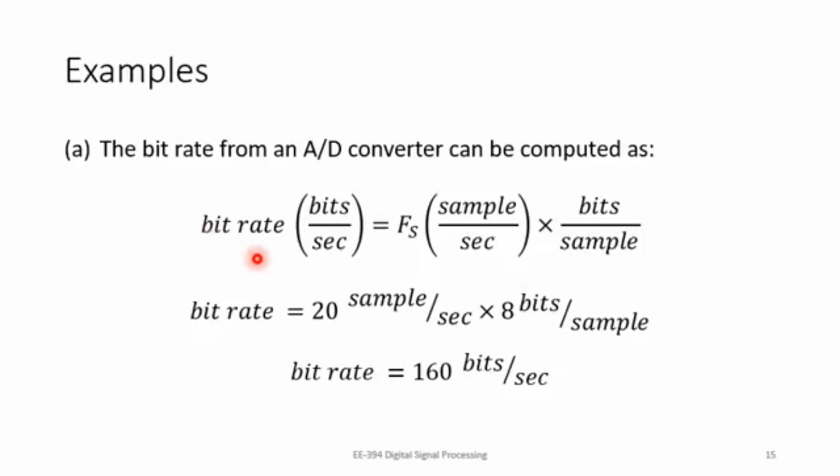If we are to calculate bit rate, the formula is very simple: Fs multiplied by bits per sample. In the question, we were provided with Fs as 20 samples per second, and we were told that this analog to digital converter was 8-bit. So 8 bits times 20 gives us a bit rate of 160 bits per second. So 20 samples are being sampled every second, and each sample is converted into an 8-bit stream. So total bits per second will be 160 bits per second.